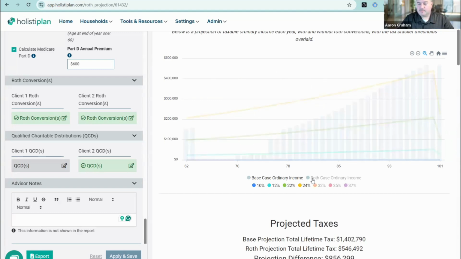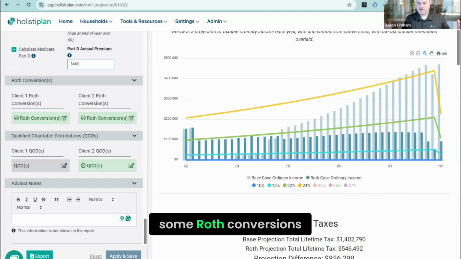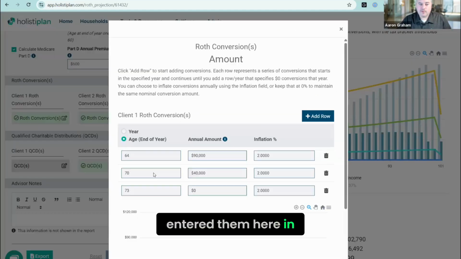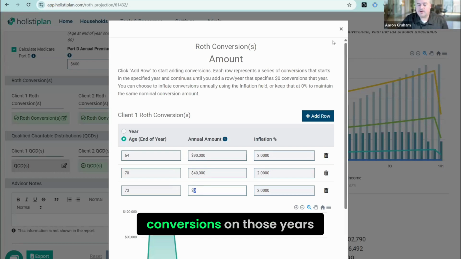So advisors would like to show that picture and then project out some Roth conversions. Now, how do we decide on how much Roth conversions to do? You can see we've entered them here in the Roth conversion section. Again, we put some zeros in here because we want to end Roth conversions on those years.